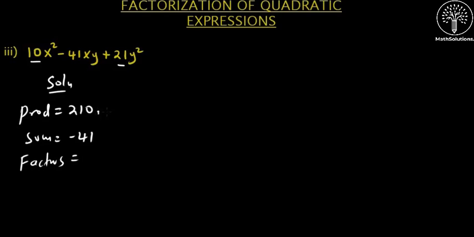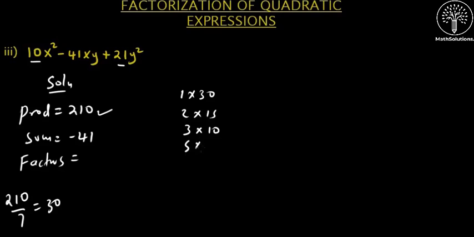Sometimes when the product is too huge to list all the factors, we take the following procedure. You divide by a factor like, say, 7, and that gives us 30. So we look for the factors of 30, which are 1 by 30, 2 by 15, 3 by 10, 4 does not go, 5 by 6, and that is the end.